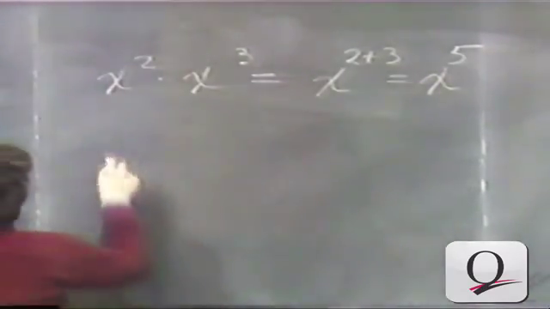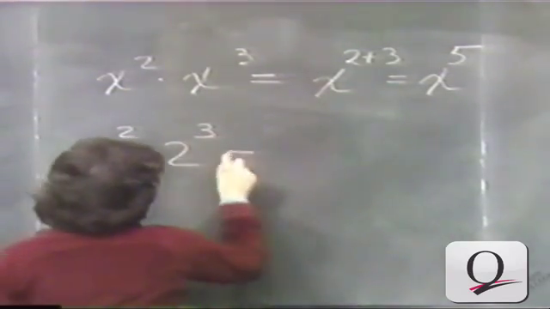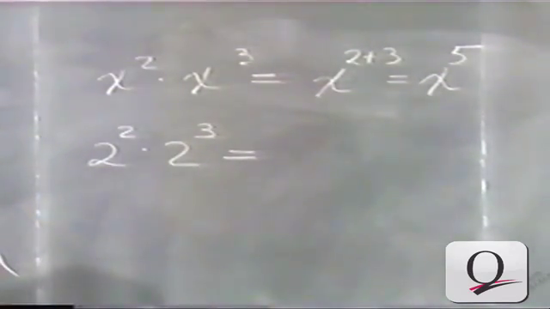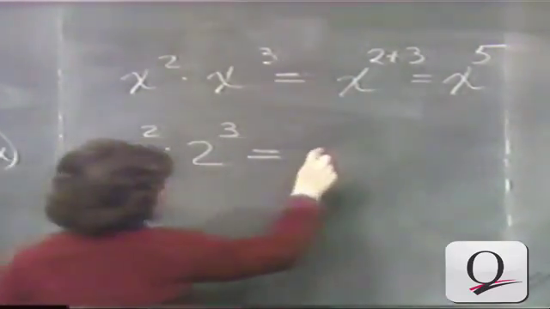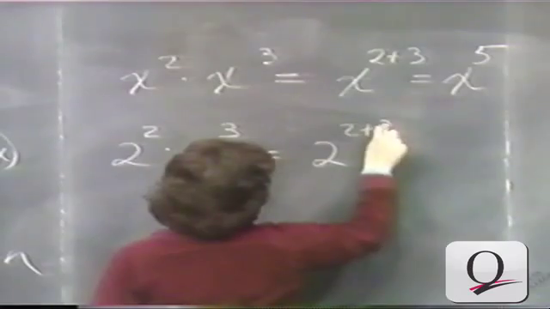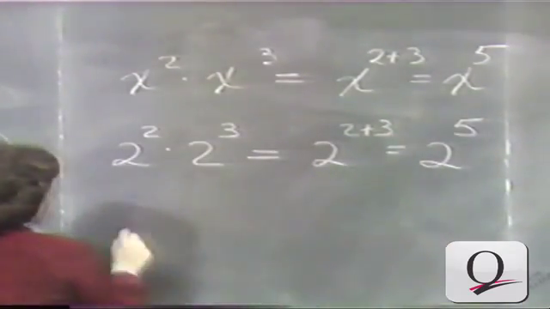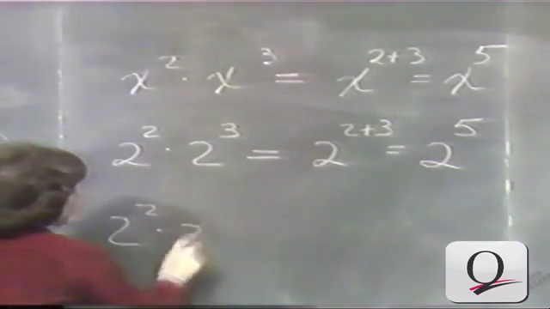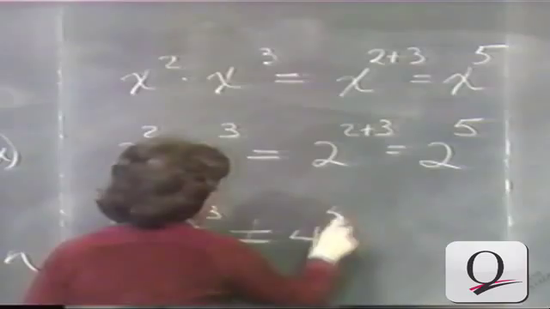Now what if we had 2 to the second power times 2 to the third power? The base is 2. The same base occurs in both of these. We keep the base, we add the powers, we get 2 to the 5th power. Remember, 2 squared times 2 cubed is not equal to 4 to the 5th power.